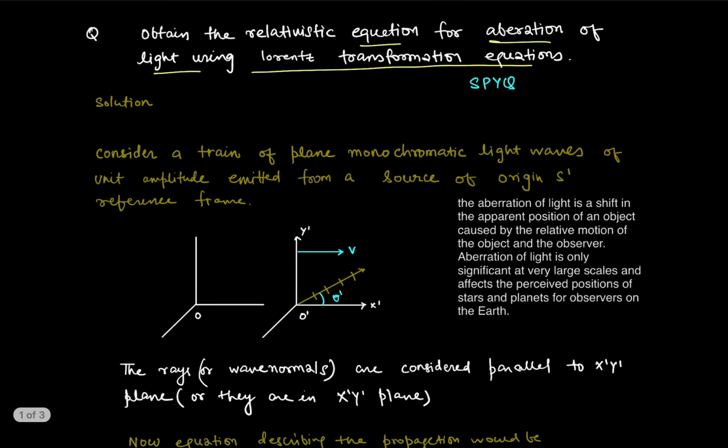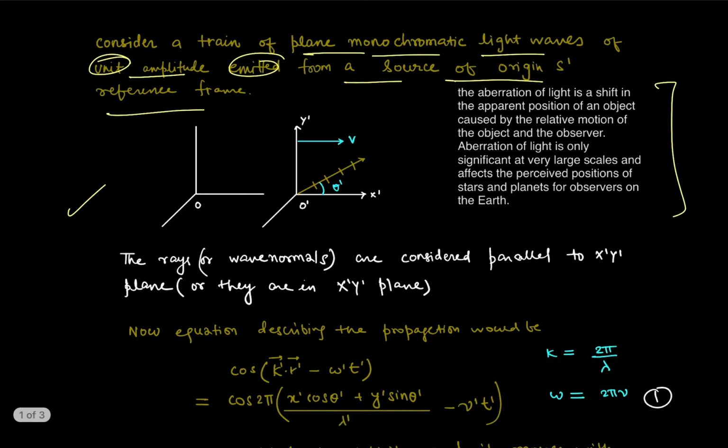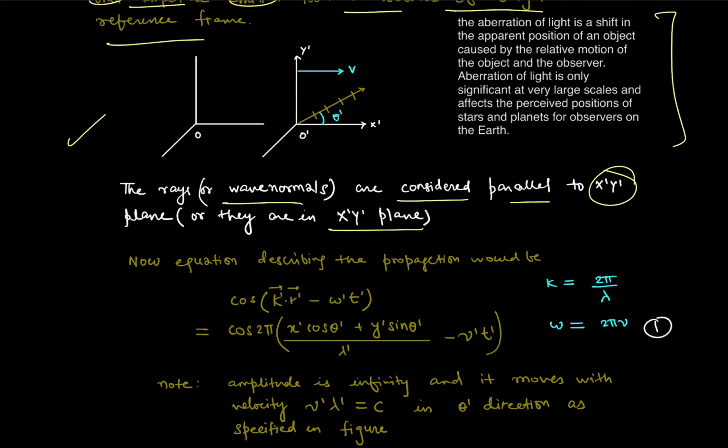Again, you will do the same thing; whatever diagram we had there, we will have here. Consider a train of plane monochromatic light waves with amplitude emitted from a source. Amplitude is unity. The source is at the origin of the S prime reference frame. And here we have the definition of aberration, which I have written for your additional information. The rays, or wave normals, are considered parallel to the x prime y prime plane, that is, they are in the x prime y prime plane.